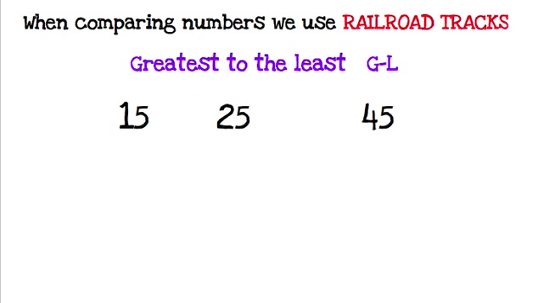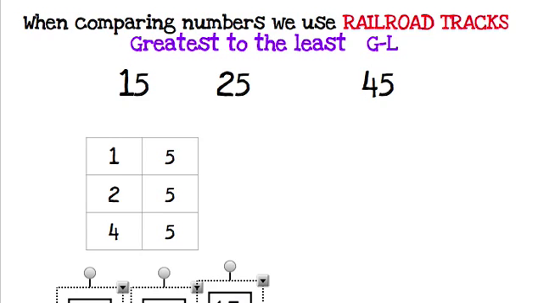When comparing numbers, we use railroad tracks. The first thing is to find out if you're ordering from greatest to least or least to greatest. This problem is greatest to least, and you'll write on your paper G to the L. Here are my three numbers, 15, 25, 45. I'm going to take those three numbers and put them vertically. So I have 15, 25, 45.